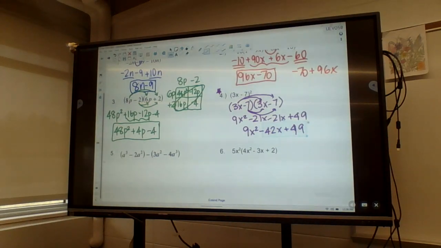So first, outer, inner, last. Again, if you distributed in, you probably were missing the 42x in the middle. So again, kind of important. It's not like it's just meaningless there. So we have to make sure we include that, okay?